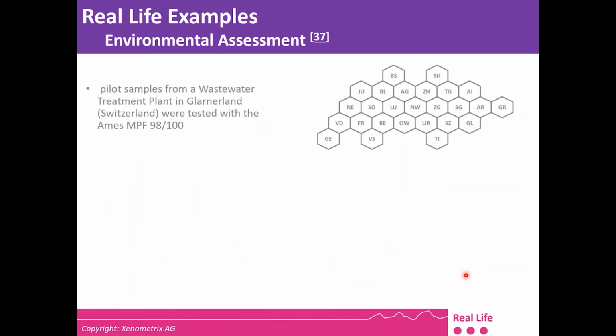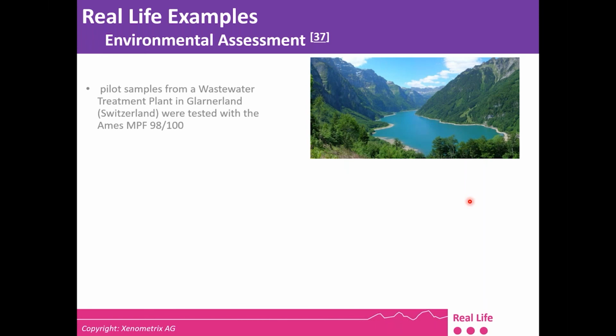And finally, a real-life example for environmental samples is what happened in Glarus. A while ago, they performed some tests with pilot samples from the wastewater treatment plant in Glarus here in Switzerland. It's this canton here, southeast. And they used the Ames MPF 98 and 100, so they used 2 strains. And the place is pretty beautiful, so we'd really like to keep it that way.